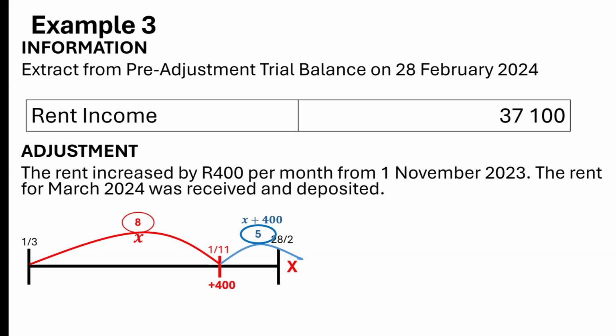Don't be worried when you see X's. I'm also not a math fan, but this is the math I can do. The only maths you'll really have to do for accounting is these X sums. So it's as simple as saying for 8 months, rent was X. For 5 months, rent is X plus 400, and the total is 37,100.